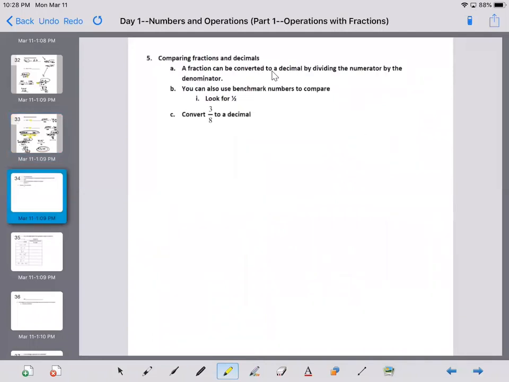So next, let's look at comparing fractions and decimals. When you're comparing, a fraction can be converted to a decimal, and to do that is a division. So we'll take our denominator, 8, and we want to divide it by 3. And we know that 8 will not divide 3 a whole amount of times.